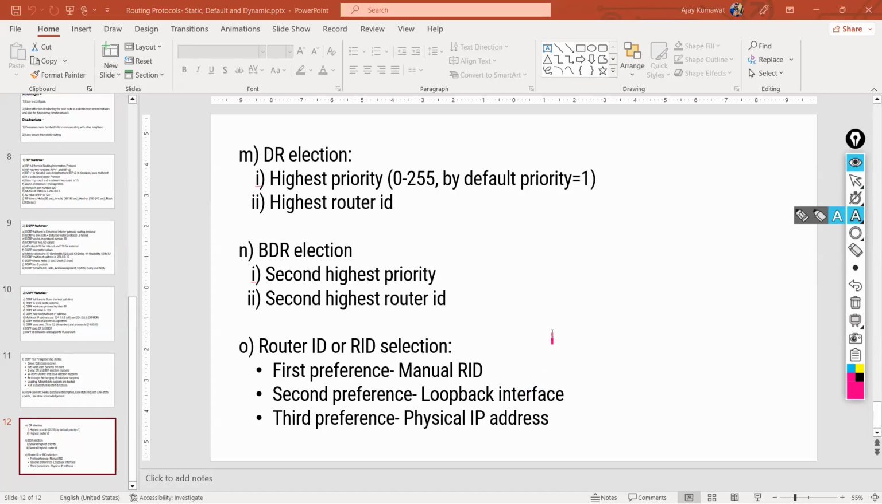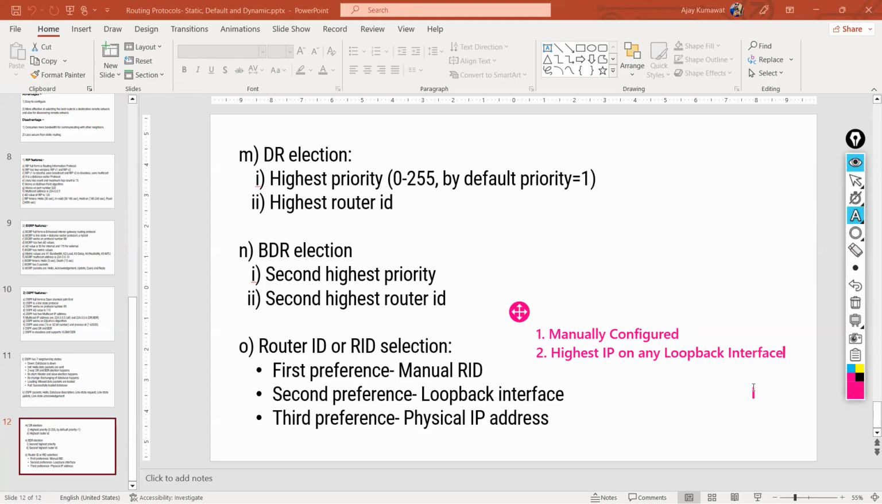So in OSPF, your routers are identified with their router ID. And how will the router ID be elected? The first preference will be given to the manually configured one. That means you have manually configured a router ID. If you have not manually configured it, then it will check the highest IP on any loopback interface.